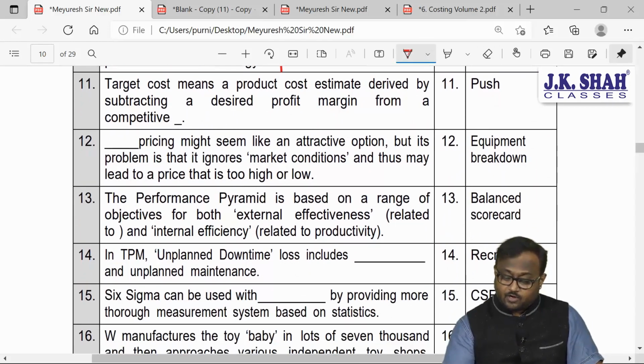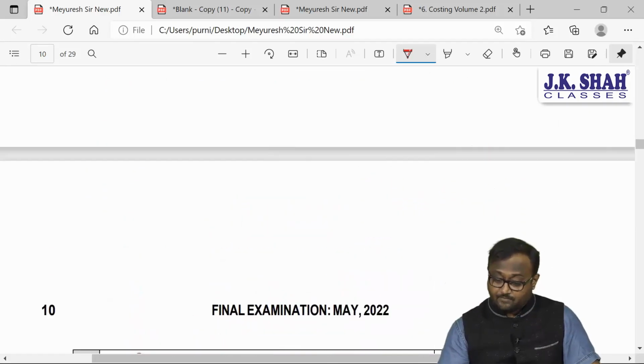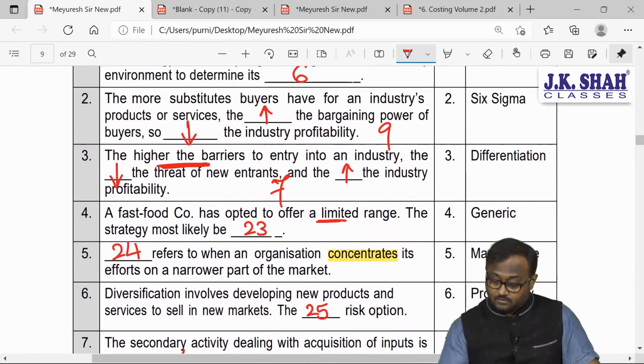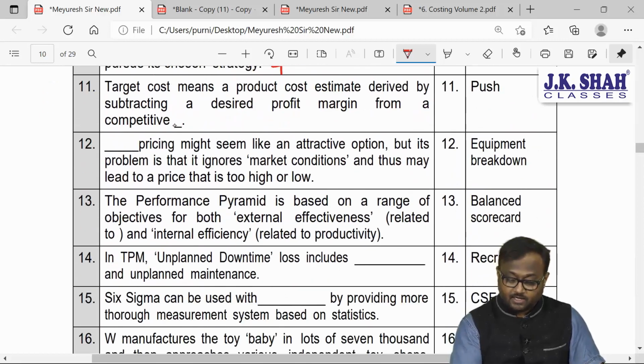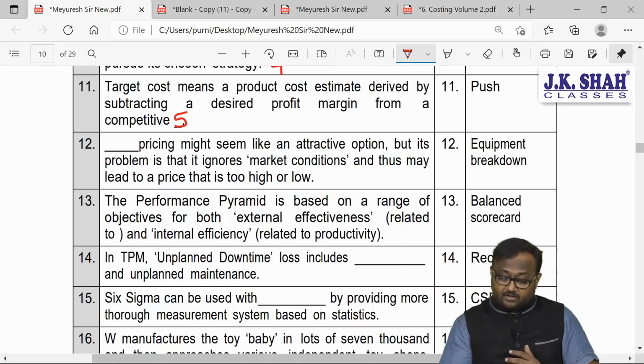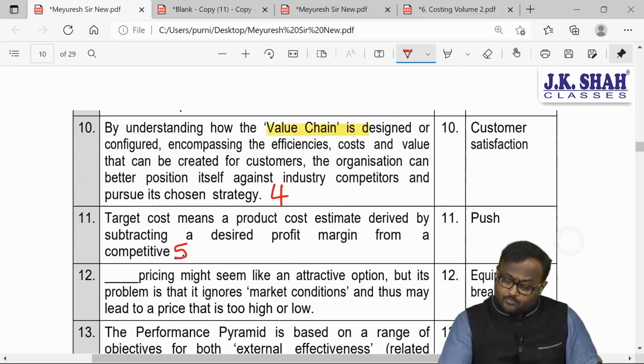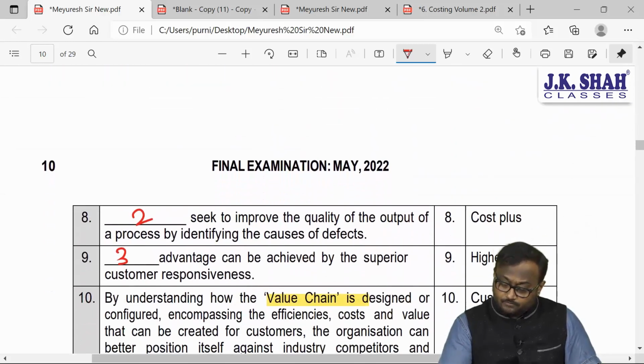Target cost means the product cost estimate derived by subtracting the desired profit margin from a competitive selling price. We have market price. So instead of using the word selling price, we'll use the word market price. This is 5. Dash pricing might seem like an attractive option, but it's a problem when it ignores market conditions and thus may lead to a price that is too high or low.